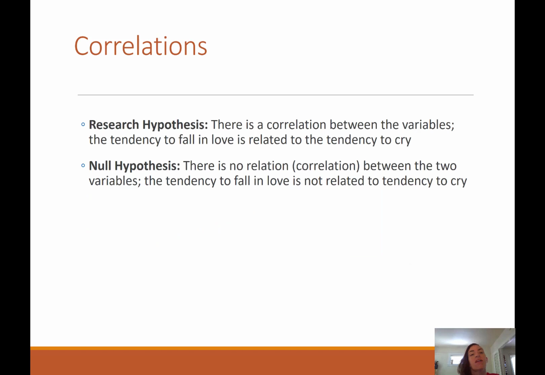So let's look at our hypotheses for the correlation. The research hypothesis here is that there is a relationship between the variables, or in other words, that the tendency to fall in love is related to the tendency to cry. The null hypothesis is that there's no relationship or no correlation between these 2 variables.